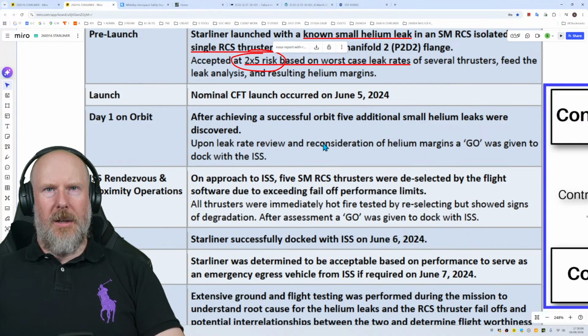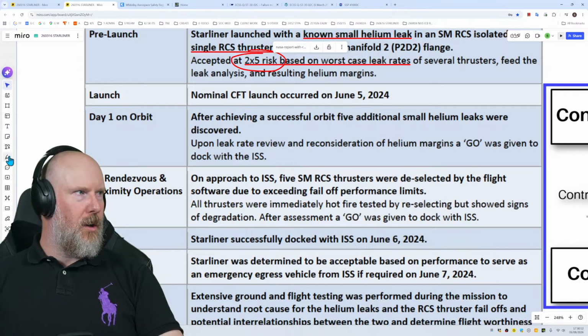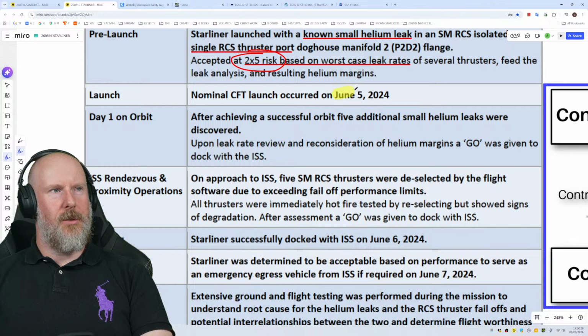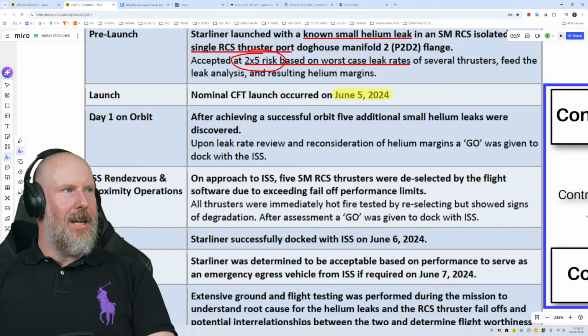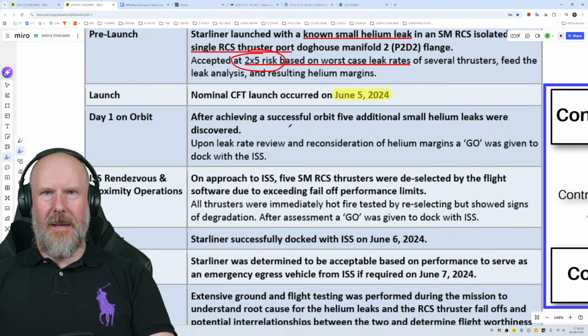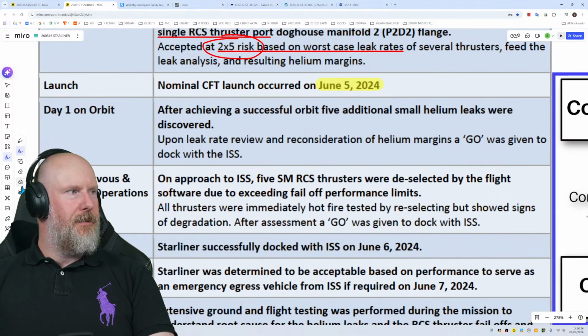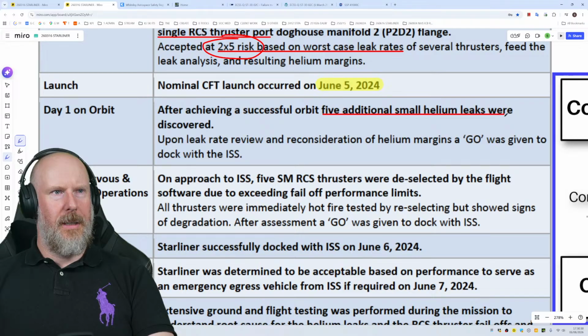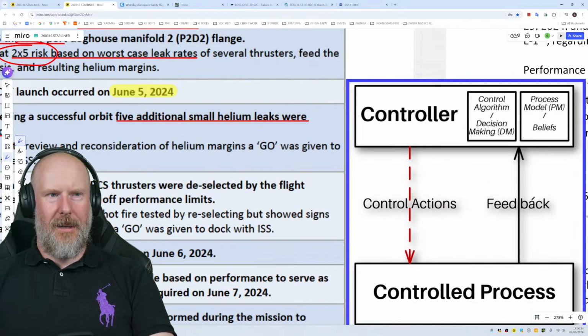So launch. Normal crew flight test launch occurred on June the 5th, 2024. So that's some time information I'm going to mark with a yellow highlight because it's easy for me to remember. Day 1 on orbit. After achieving a successful orbit, 5 additional small helium leaks were discovered. Fantastic. I'd love to know how they were discovered.